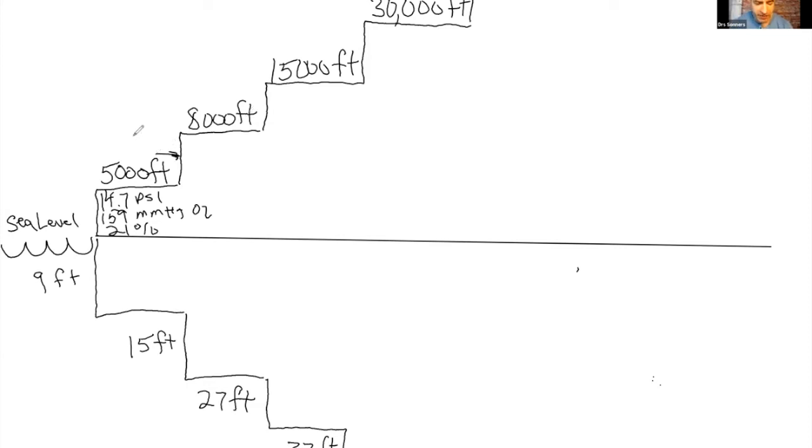So here we're at 5,000 feet. At 5,000 feet, instead of 14.7, we're looking at 12 PSI. We're looking at about 130 instead of 159 millimeters of mercury. And we're looking at about 17.3%. Okay, so as we ascend, we lose a little bit of pressure of the atmosphere, we lose a little bit of pressure of the actual oxygen, and as a result, we're at a decreased percentage of effective oxygen absorption.